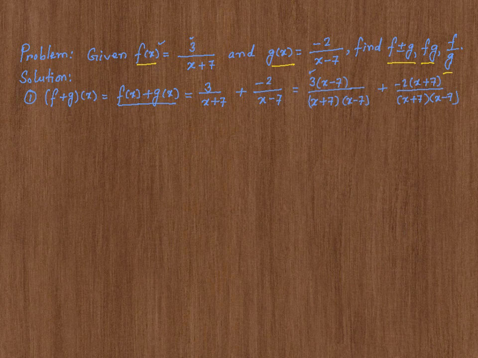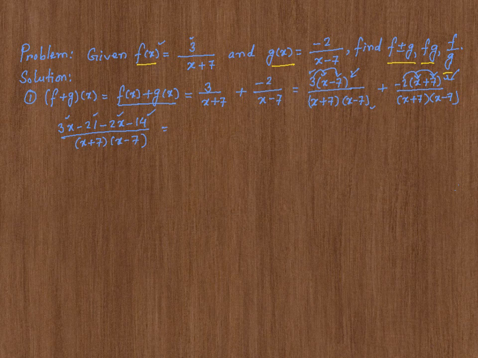I get this. So 3 times x minus 7 divided by x plus 7 times x minus 7, plus negative 2 times x plus 7 divided by x plus 7 times x minus 7. Now I have the same denominator, so I can combine them. But before combining them, I am going to simplify this using the distributive property, and similarly this using the distributive property. If I do so, I get the following. Now please look at this. So 3x minus 21, that comes from here using the distributive property, and then negative 2x minus 14, that comes from here using the distributive property.